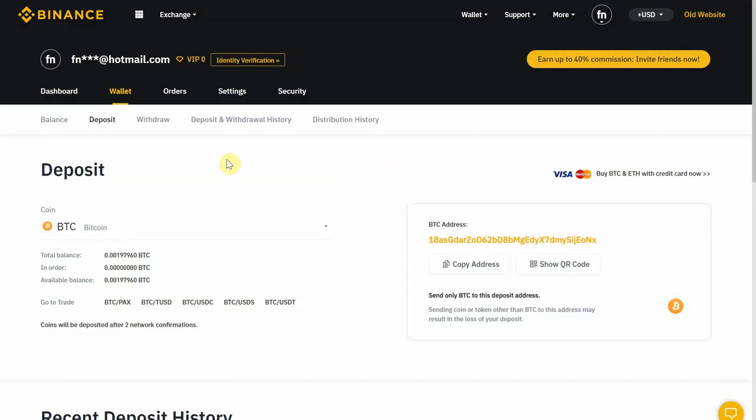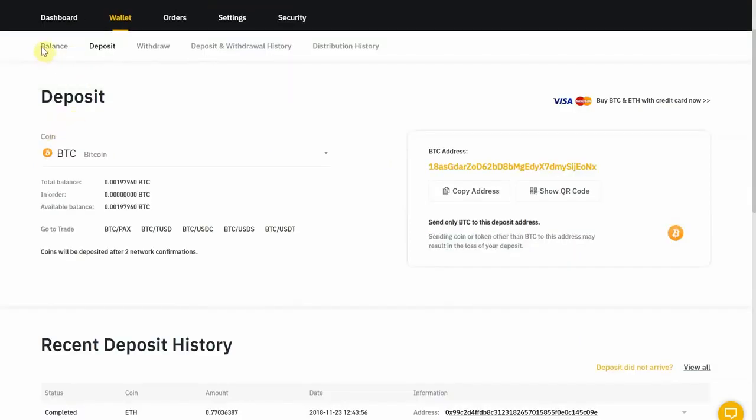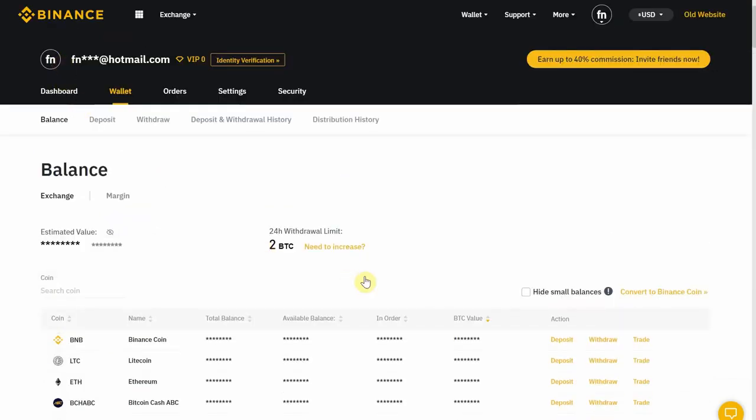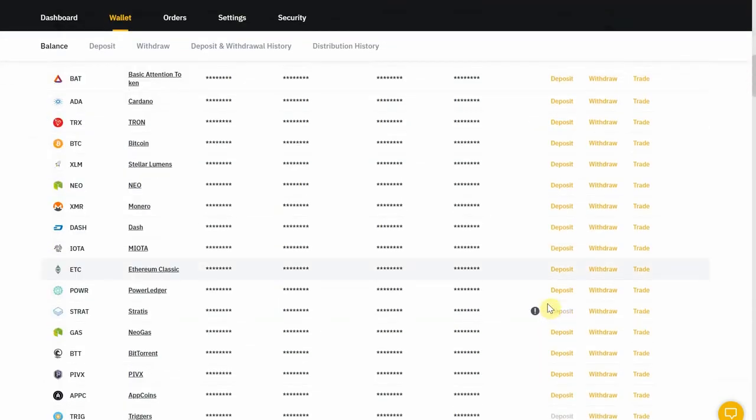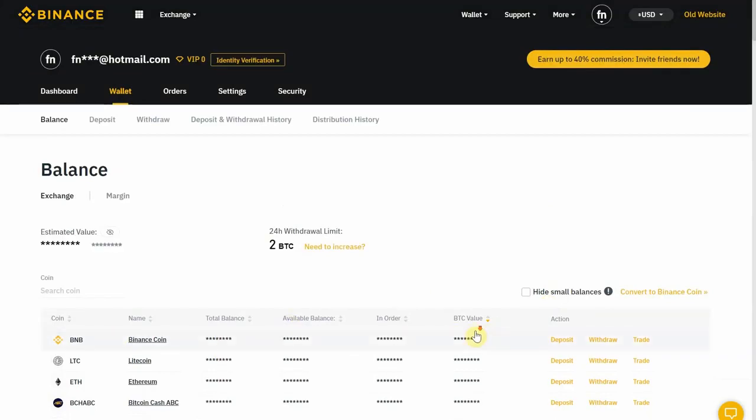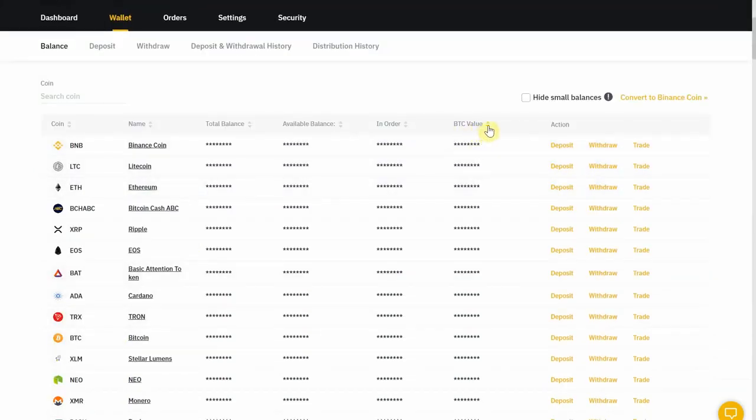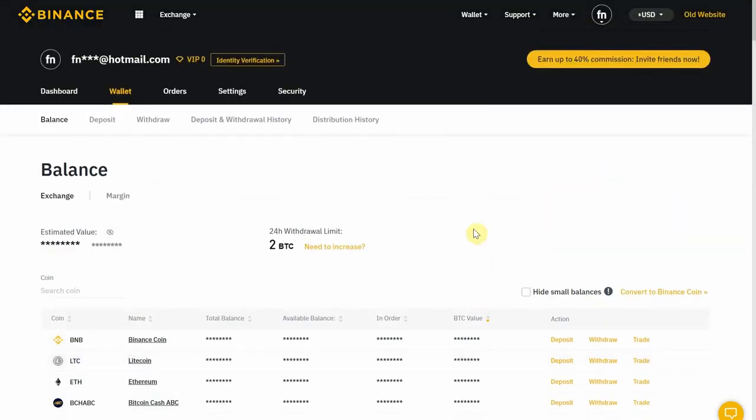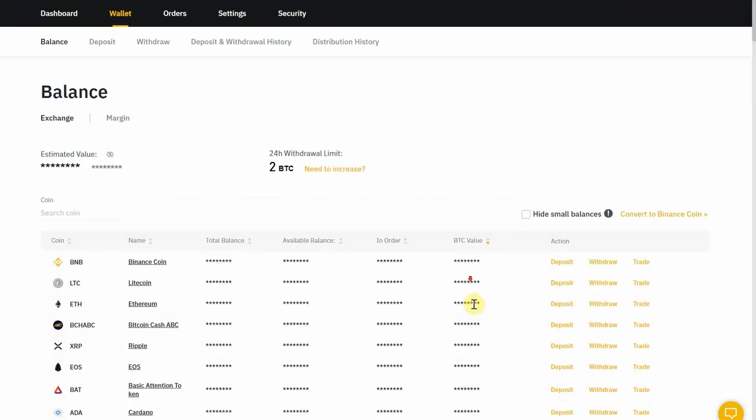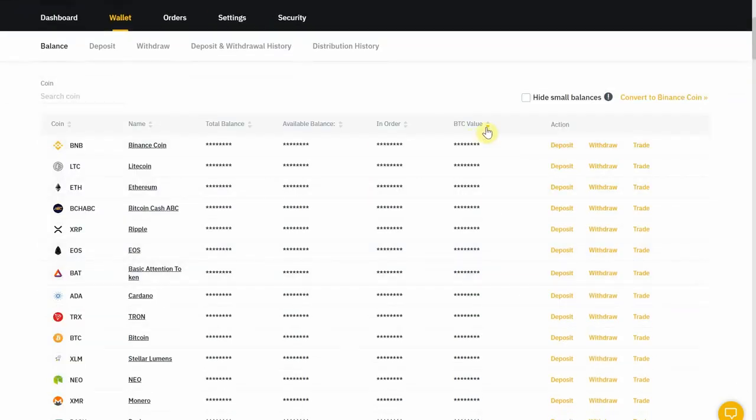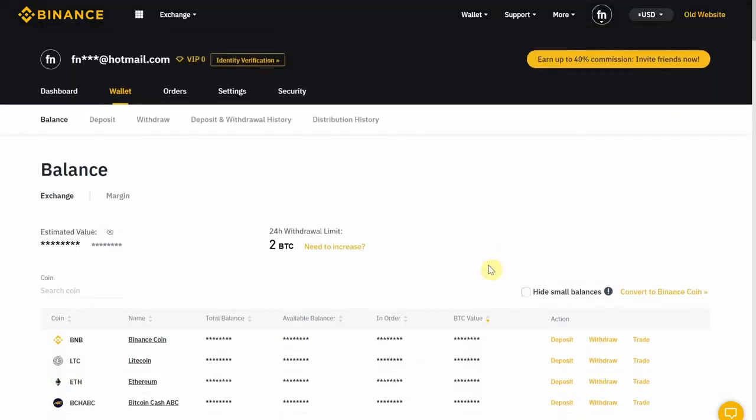That's the point of this video, right? And also this page here, the balance, this is where you will see the balance of your coins. How much do you have? How much is it worth? Actually, a nice development that they did with Binance 2.0 is that now you can sort this by BTC value, which you couldn't do for so much time. It was really annoying, but okay, I digress.